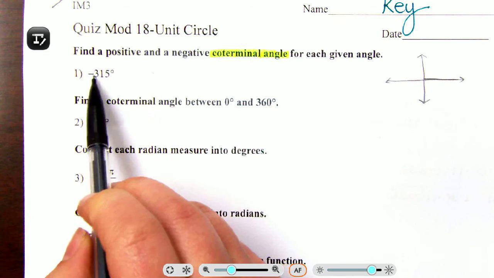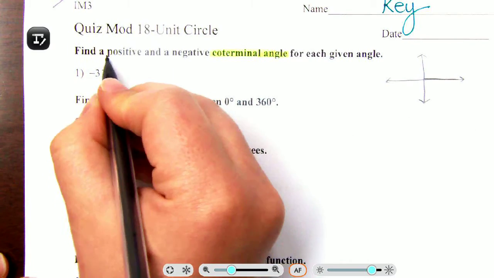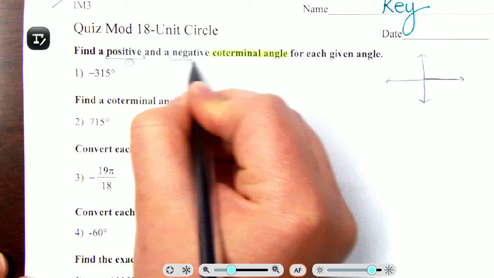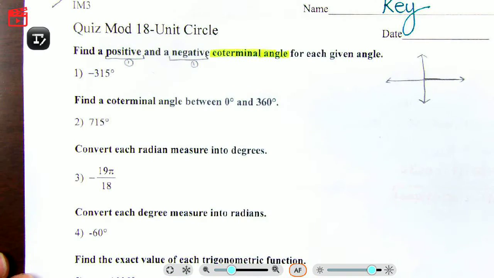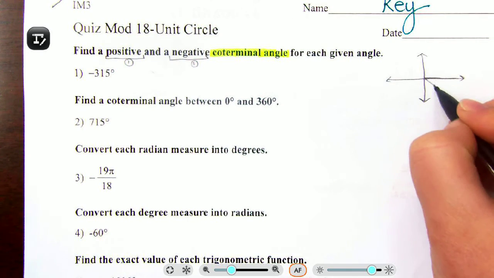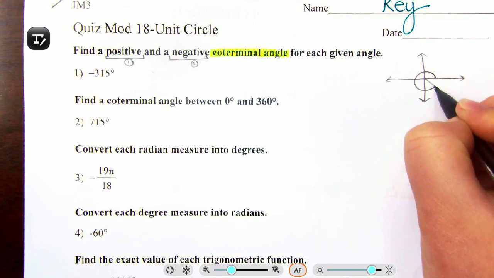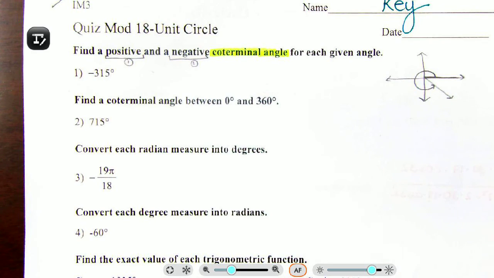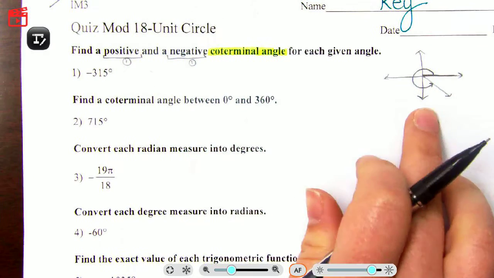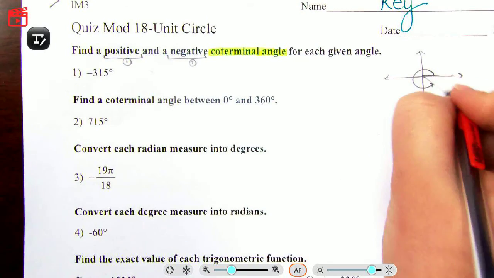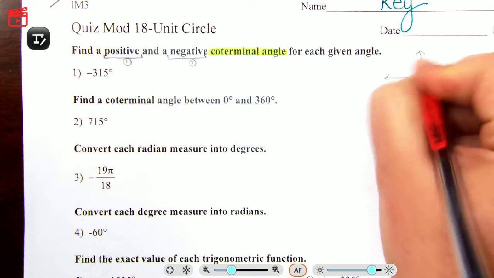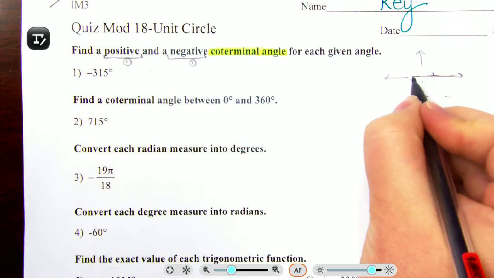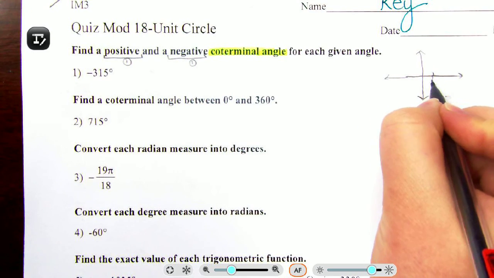In this case, it's asking for one positive and one negative coterminal angle. So again, where does negative 350 degrees land? It's about here-ish. Oh, excuse me, I did that wrong. It's negative 350 degrees, so let me quickly erase that. Glad I caught that. Negative means you go the opposite direction, so it's going to be here.